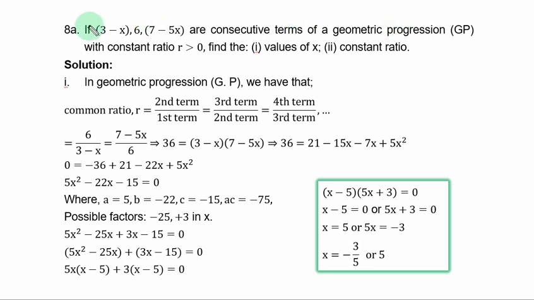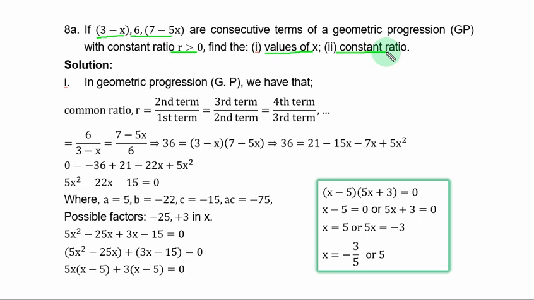Question 8a: if 3 minus s, 6, 7 minus 5s are consecutive terms of a geometric progression (GP) with common ratio greater than 0, find (i) the values of s, (ii) the common ratio.